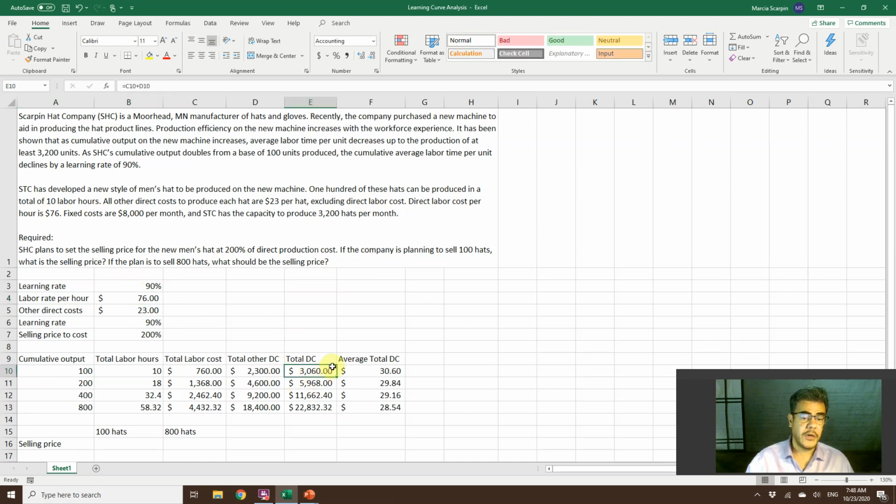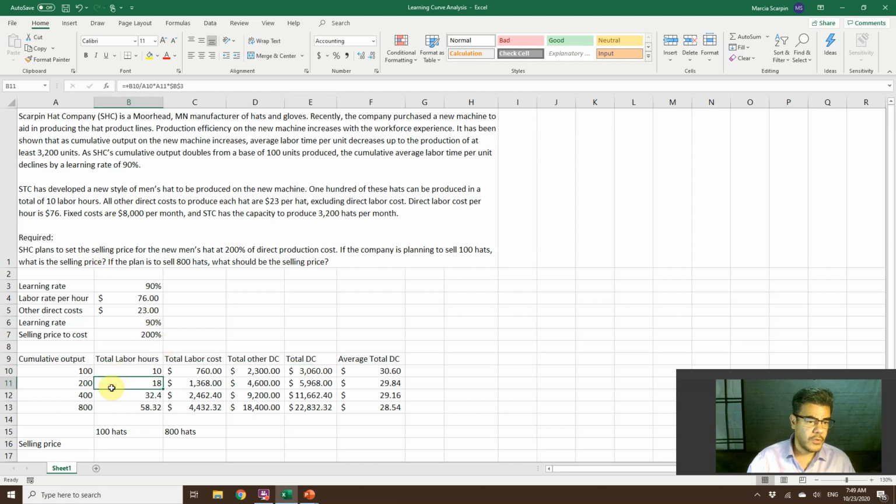But we don't need this info. And here is our capacity. So we plan to set the selling price for the new men's hat at 200% of direct production cost. So these fixed costs are useless here. If the company is planning to sell 100 hats, what is the selling price? And what is the selling price if we plan to sell 800 hats?